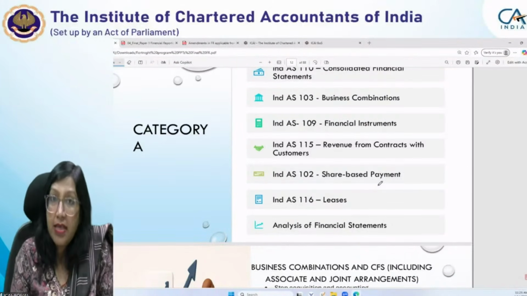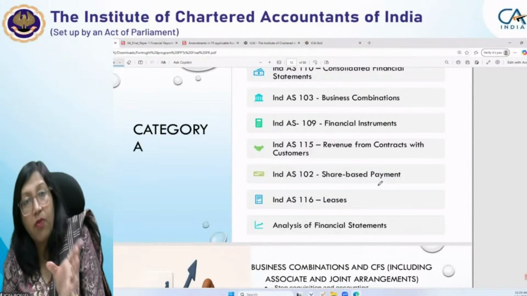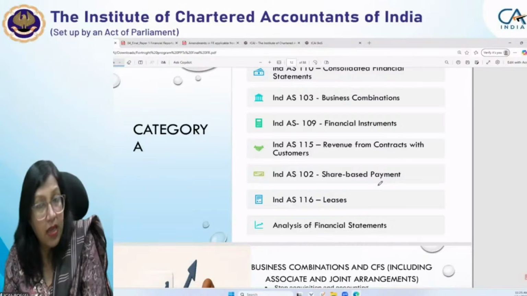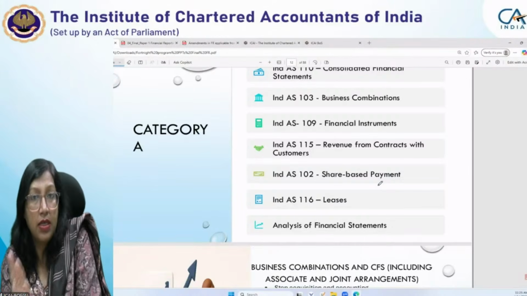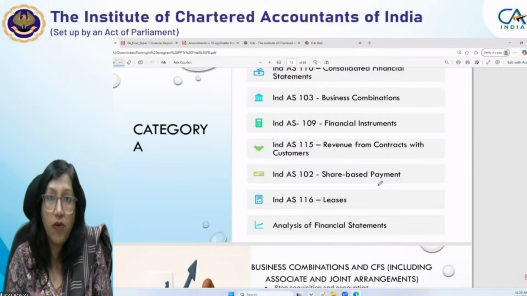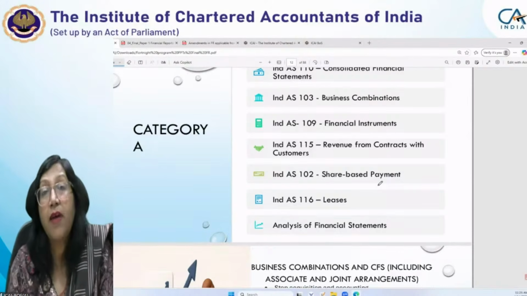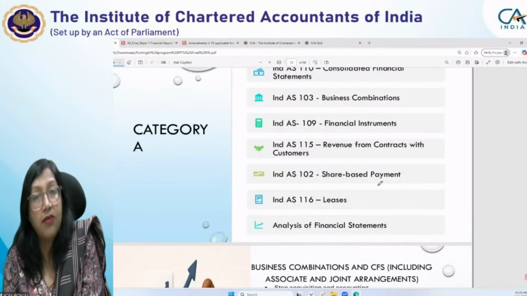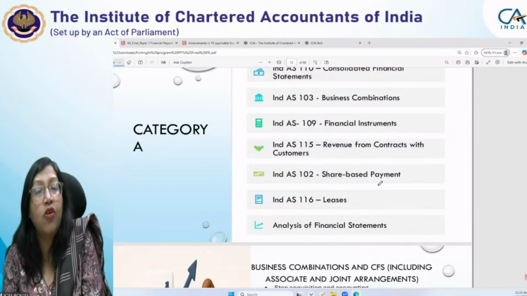In Ind AS 116 leases, you'll find identification of a lease, where lease components and non-lease components you should be aware of. Accounting of security deposit, whether it leads to a lease asset, and modification of leases. Okay, analysis of financial statement: again, this section has only two topics. One is analysis of financial statement, and another is your Ind AS 101.